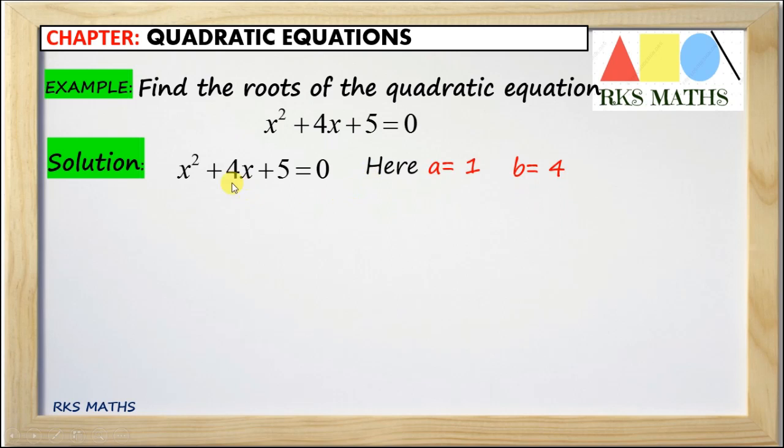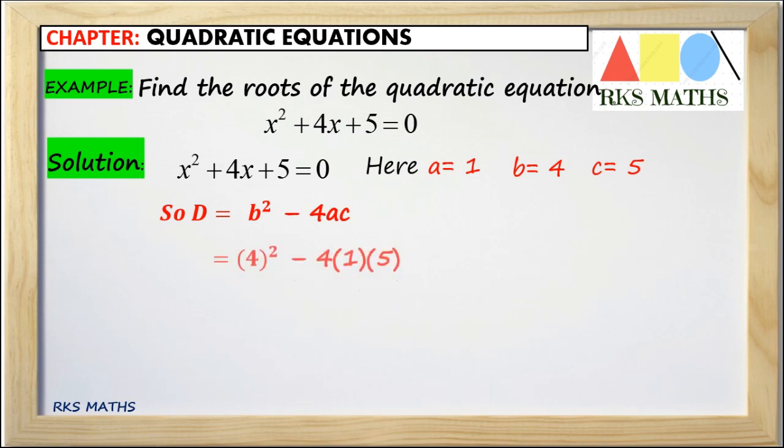Here the coefficient of x is 4, so the value of b is equal to 4. Here the constant term is 5, so c is equal to 5. So students, we will first apply the formula of discriminant, because the answer of the discriminant always determines whether we are going to have roots of the quadratic equation or not.